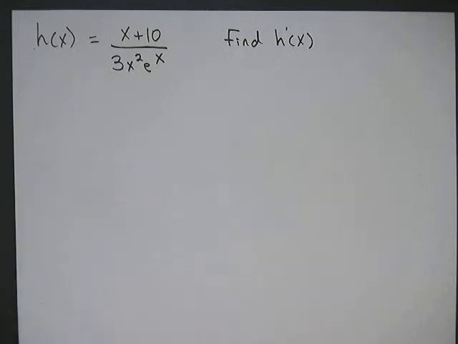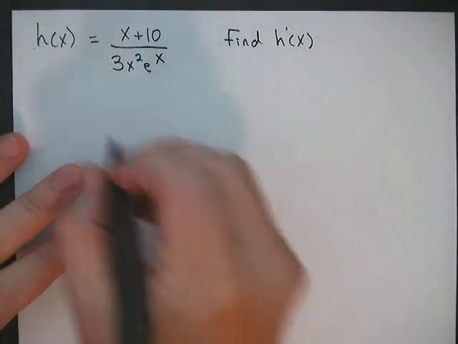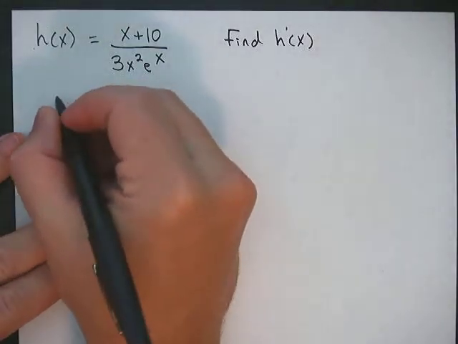Okay, for this problem, we're given h of x is equal to x plus 10 over 3x squared e to the x, and we're asked to find the derivative h prime of x. Okay, so we're going to have to use the quotient rule on this, and we're also going to have to use the product rule on this.